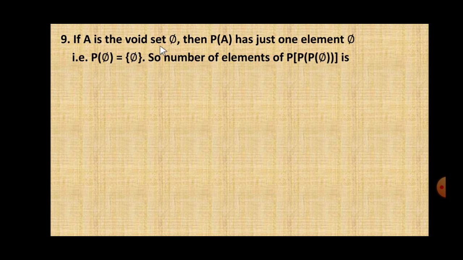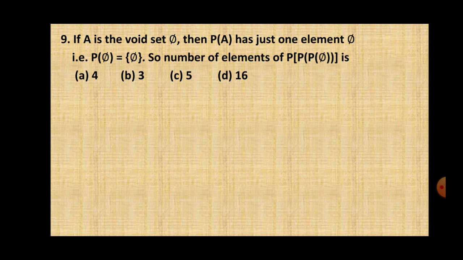If A is the empty set, that is the empty set denoted by phi, then P of A has just one element, that is phi. So P of phi, the power set of phi, is nothing but we will get the singleton set {phi}. So the number of elements of P of phi is? There are a total of 4 options given. Option A 4, option B 3, option C 5 and option D 16.